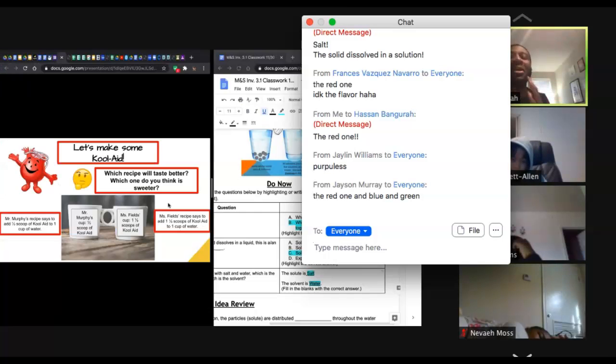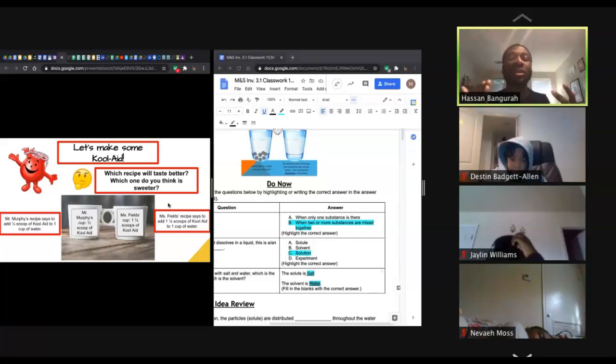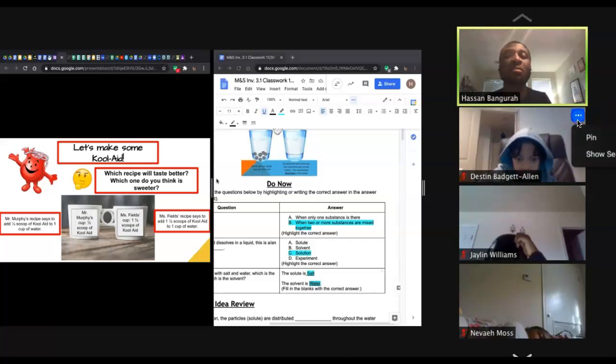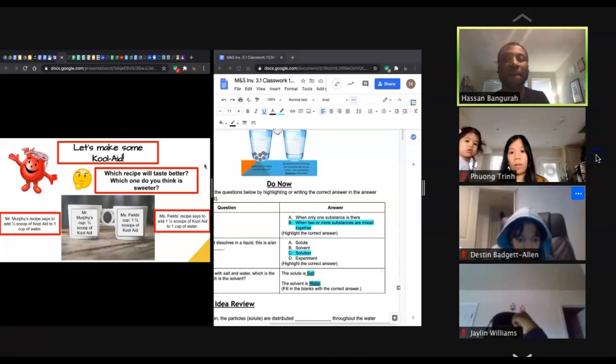Based on this, who can make a prediction? Which one do you think? Who do you think will be sweeter, Miss Fields or Mr. Murphy? And why do you think that?